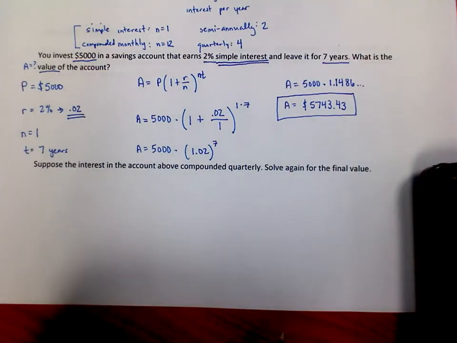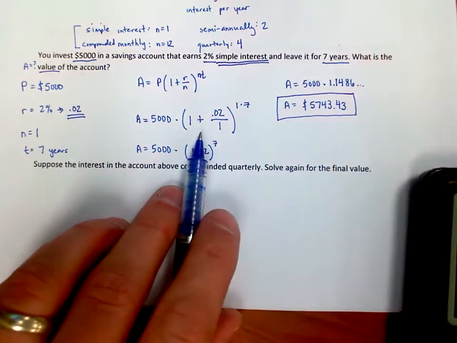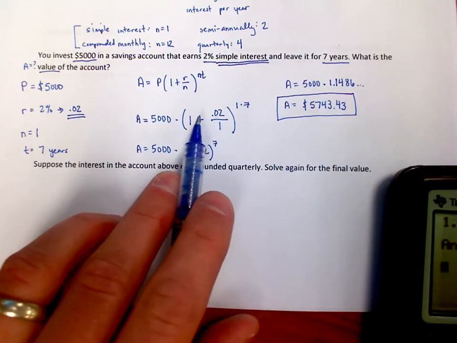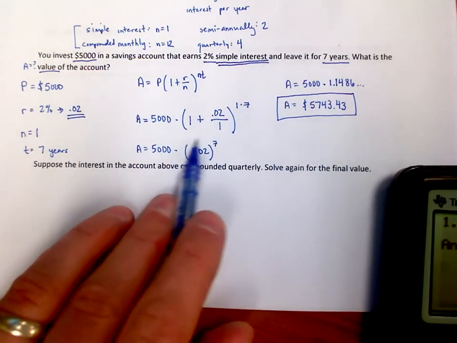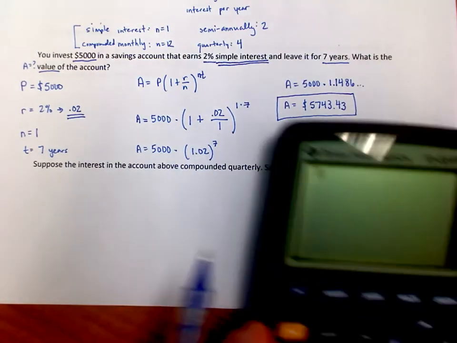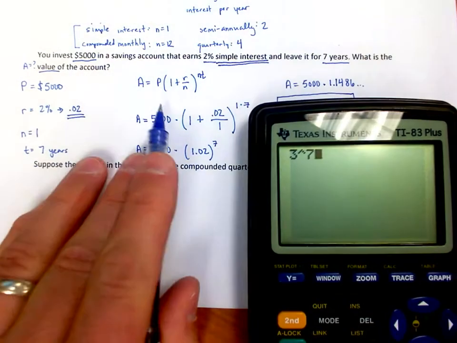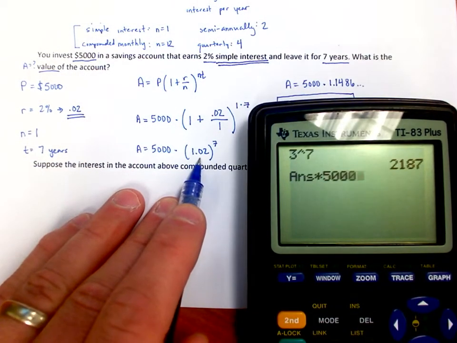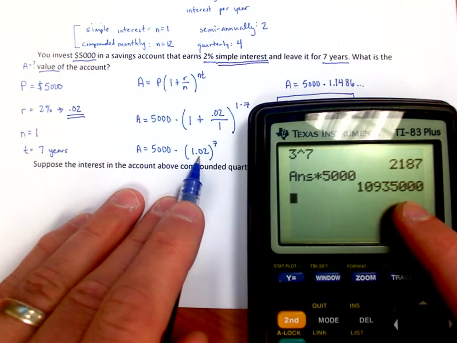You're not going to get rich in any of these problems. By the way, I just want to show you real quick. If I would have left this as a 2, that would have been 1 plus 2, so that would have been a 3 inside the parentheses. If I would have raised 3 to the 7th power instead of 1.02, I would have gotten this. I would have taken it times 5,000, and look at that, $10 million in my bank account.